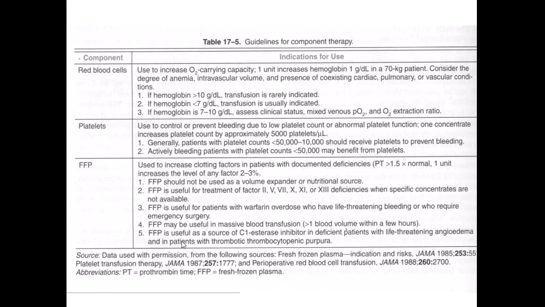And finally, fresh frozen plasma is useful as a source of C1 esterase inhibitor. If you remember that, if that is missing, the patient is going to have angioneurotic edema. So we could use fresh frozen plasma to compensate for that factor in deficient patients with life-threatening angioneurotic edema, I said, and in patients with thrombotic thrombocytopenic purpura, for example.